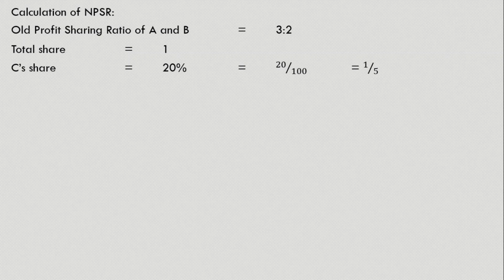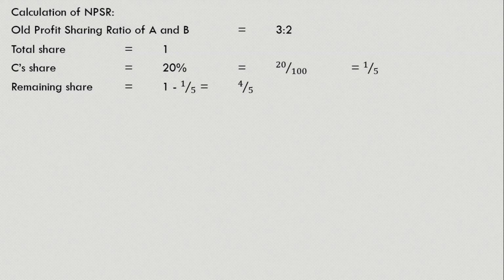Then we will calculate remaining share, whatever is left after giving to C. So 1 minus 1 by 5 comes 4 by 5. Then this 4 by 5 will be shared by old partners in their old profit sharing ratio. As I told you while studying change in profit sharing ratio. If you have not seen that, you can go to that video and watch the concept and check out all the methods of calculating new profit sharing ratio, because in exam any method can come.